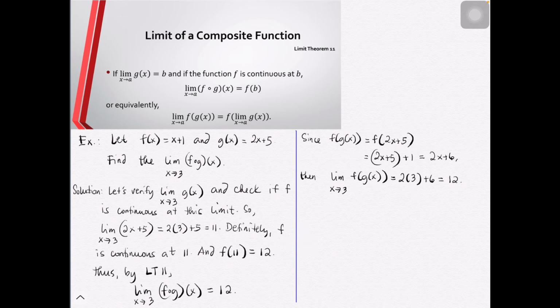So since f is continuous at 11, or that would be the b in this statement, we just have to check now f of b. So what is f of 11 this time, where b would be 11? f of 11 would be 12, right? That would be by substituting 11 to our x here. That would be 11 plus 1, which is 12. And so by limit theorem 11, or limit of a composite function, the limit of our composite function f of g of x as x approaches 3 would definitely be whatever f of b is here. In this case, that would be 12.